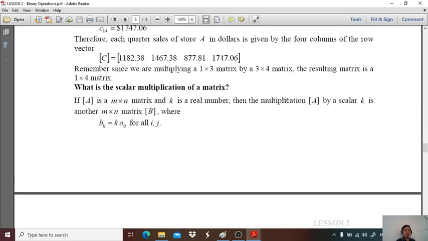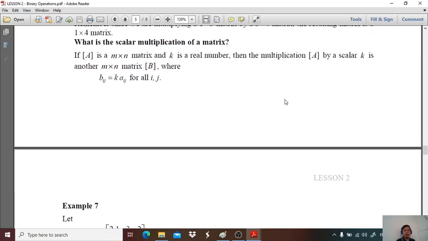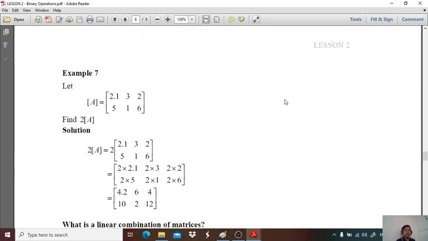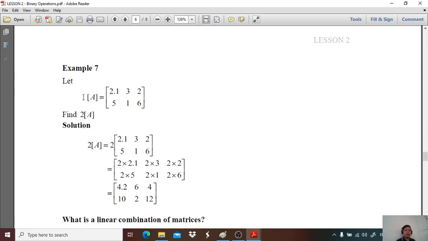So we can also consider scalar multiplication. So we have to multiply by a real number. So an m times n matrix times the real number k. So we have to multiply each element by k. So let's say example 2 times. So this is our given matrix. So we have to multiply the matrix by 2. So the solution is you have to multiply each element by 2. It's the scalar of the matrix.